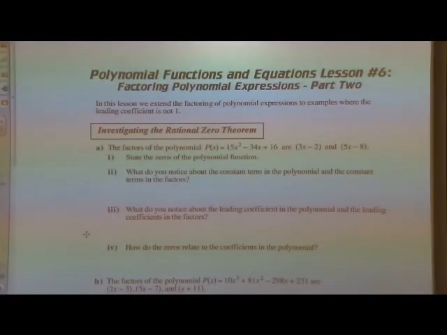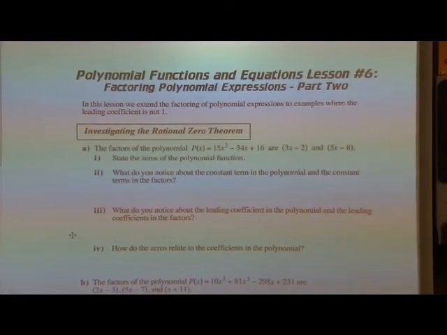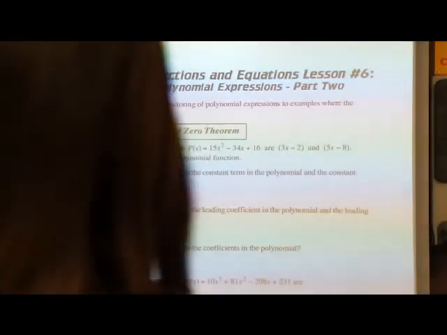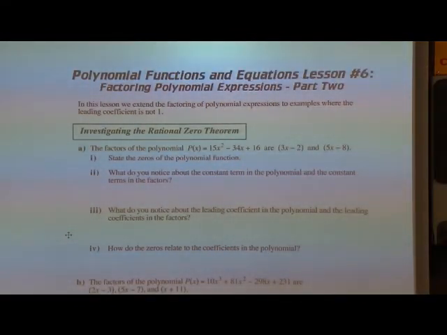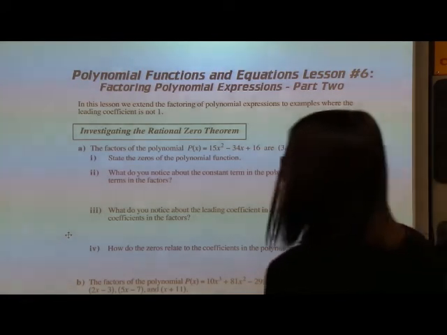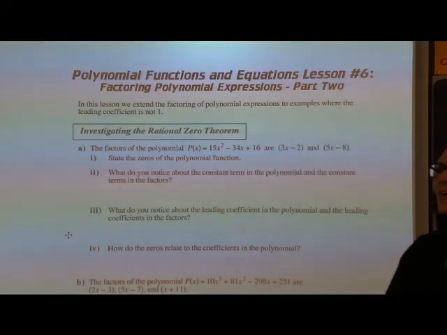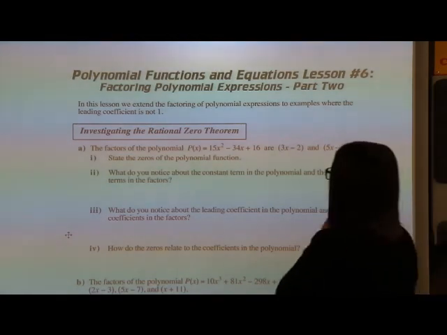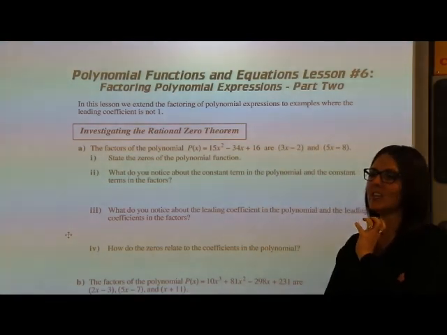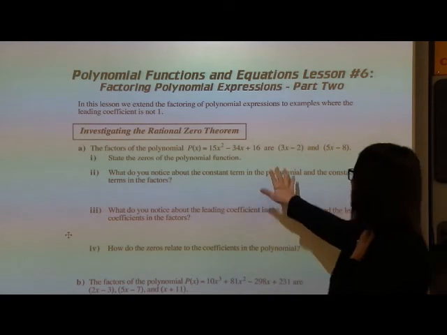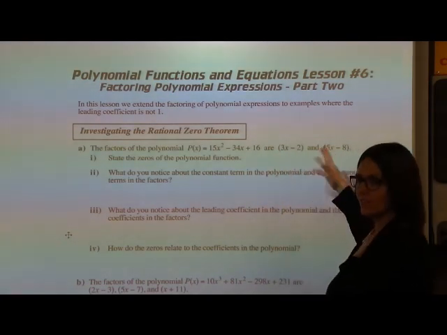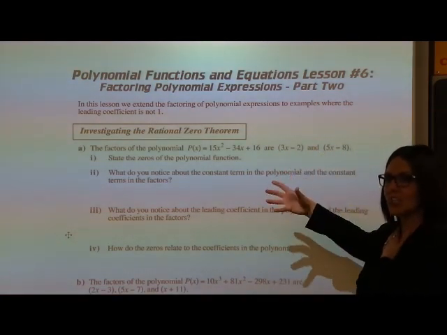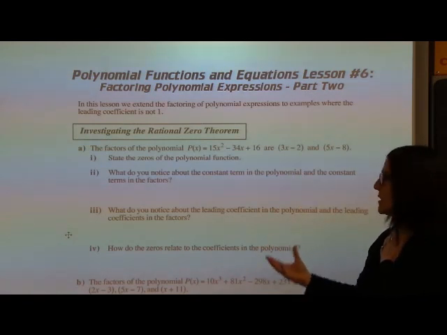Okay, lesson number 6. This is a continuation from lesson 5 with the factoring of polynomials, only we extend the factoring to situations where we have a coefficient in front of the first term. So instead of it just being x to the power of 4, it's now 3x to the power of 4. It really does not change a lot of things except for what my factors are going to be. It changes some of my possibilities.